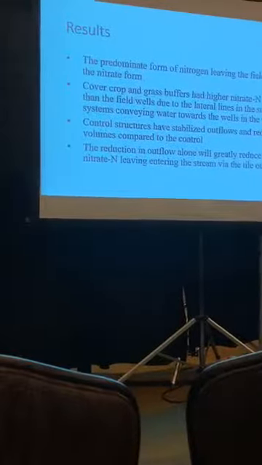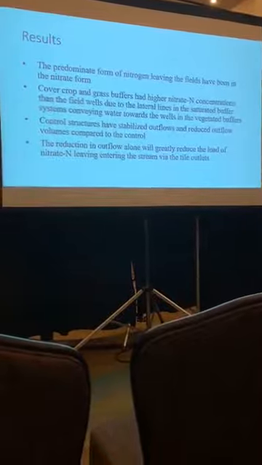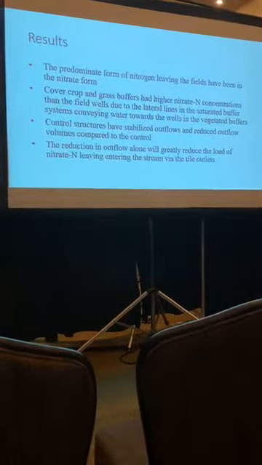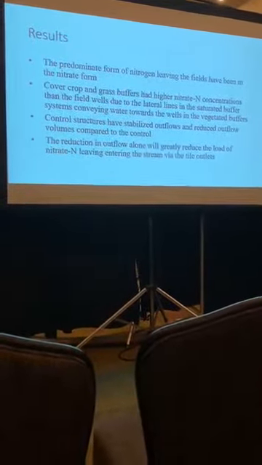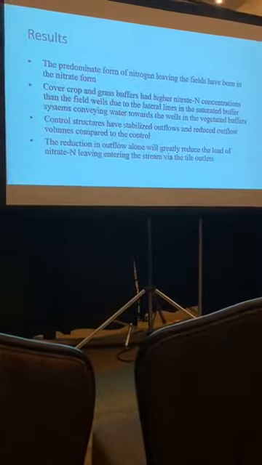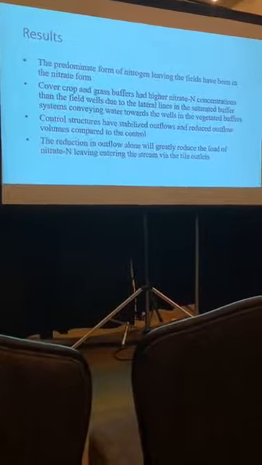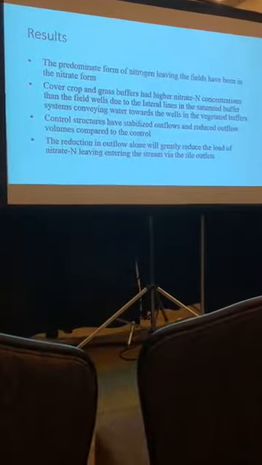So the results to this study were the predominant form of nitrogen leaving those fields was in the nitrate form. One thing I didn't talk about is there were also these groundwater wells, where we would monitor nutrient concentrations coming through on a transect from the field to the stream. And these well elevations showed increased nitrate, which meant we were pushing it out there. So the nitrate was increasing in those saturated zones.